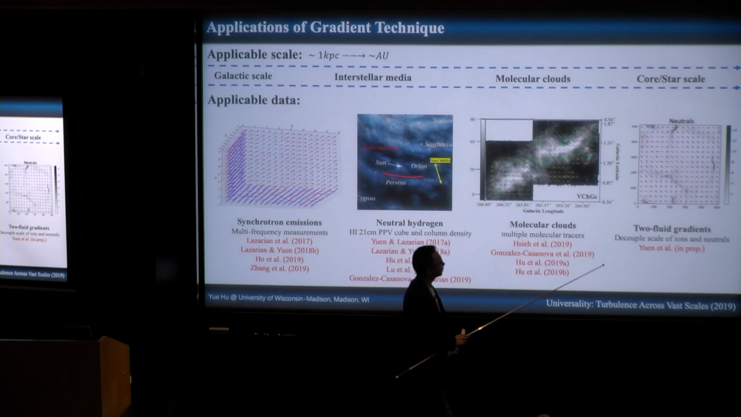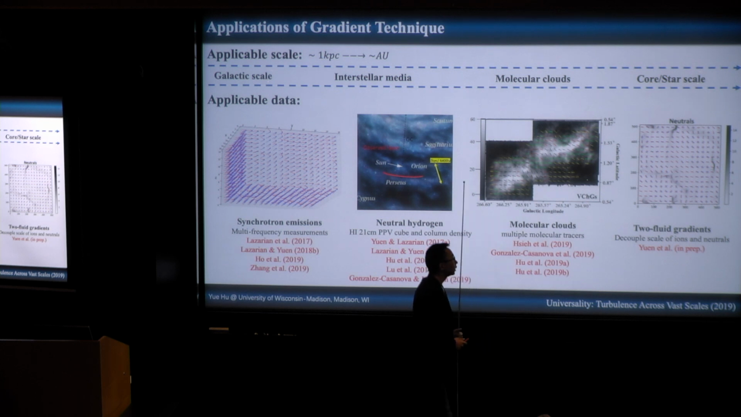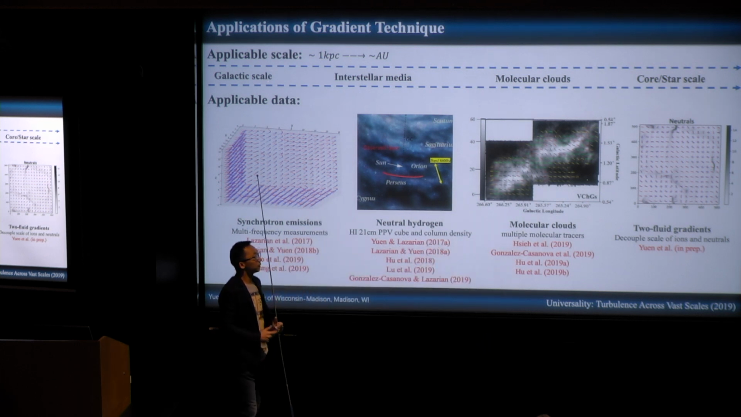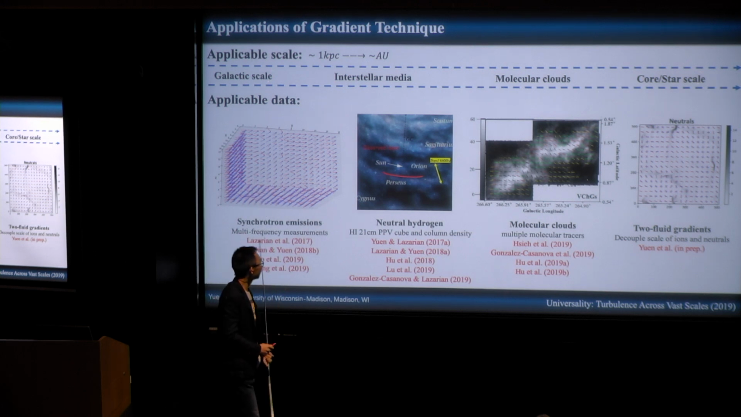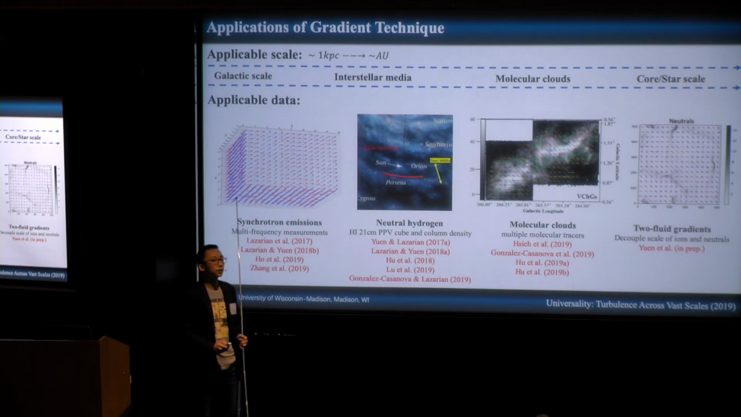And this two-fluid ion and neutral simulation is our new process. We expect that we can use the velocity gradients to find the decoupled scale of ion and neutrals. Here are some references I listed here. And next, I will show you some observational results.